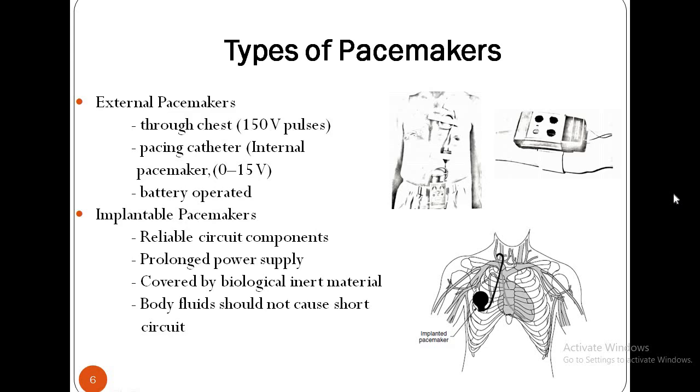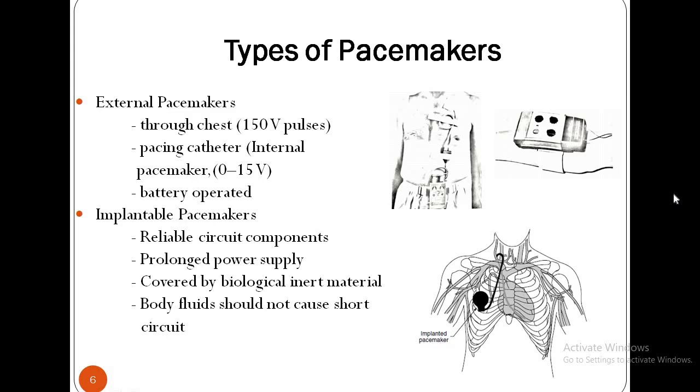Output leads or wires connected directly to the heart muscle deliver impulses from the pulse generator to the heart and also sense the cardiac depolarization. During pacing, the impulse begins in the pulse generator, flows through the lead and cathode, stimulates the heart, and returns to the anode. The pacing system can be unipolar or bipolar. The implantable circuit should possess certain basic requirements like highly reliable circuits, long lifetime for the power source, covering the circuit with biologically inert material so that the implant is not rejected by the body, etc.